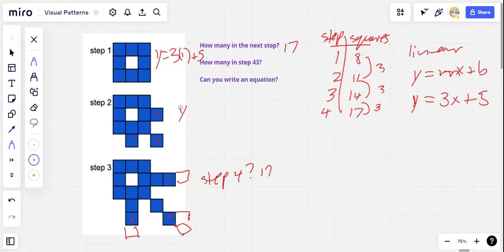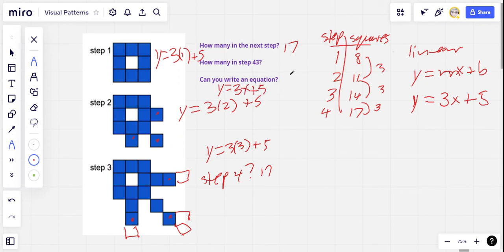In step 2, we would say y equals 3 times step 2 plus 5. And 3 times 2 is 6, plus 5 is 11. Yeah, that's how many there are in step 2. How about step 3? y equals 3 times step 3 plus 5. 3 times 3 is 9, plus 5 is 14. Yeah, that's how many there are in step 3. So this equation looks pretty good. So I'm going to jot that down here: y equals 3x plus 5.